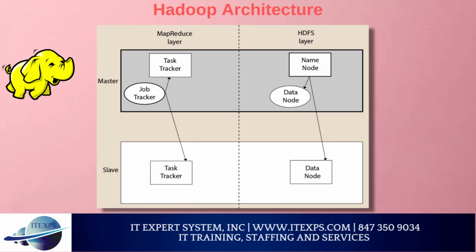Hadoop Architecture. The Hadoop architecture is a package of the file system, MapReduce engine, and the HDFS Hadoop Distributed File System. The MapReduce engine can be MapReduce MR1 or YARN MR2. A Hadoop cluster consists of a single master and multiple slave nodes. The master node includes job tracker, task tracker, name node, and data node, whereas the slave node includes data node and task tracker.